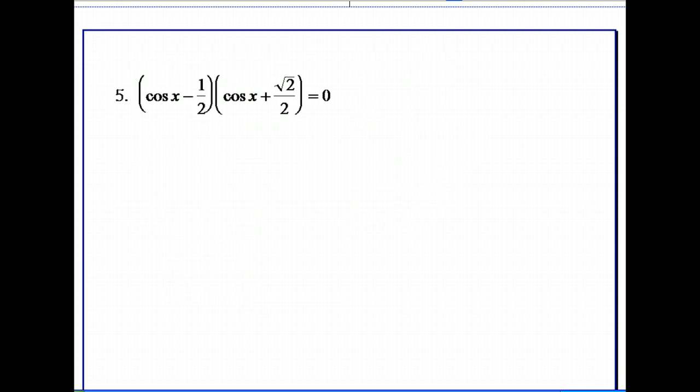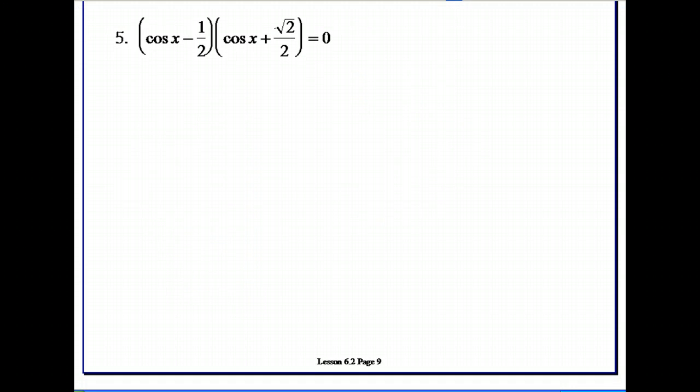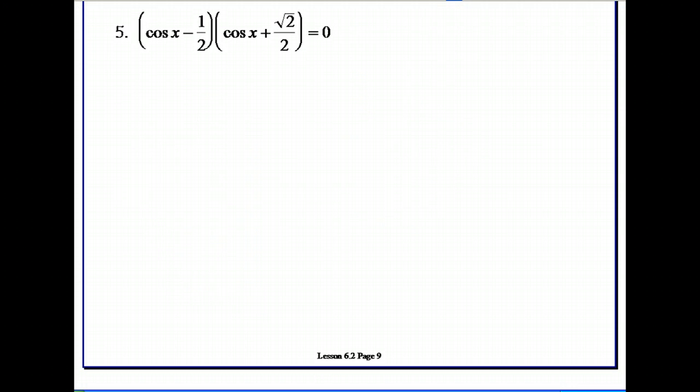All right, let's look at the next question. This shows up in the homework, and it just really throws people. And so I want to point this out to you now so you won't be the person that gets thrown by this. Okay, cosine x minus a half times cosine of x plus root 2 over 2 equals 0. Guys, it's already factored. This is an easier version. You have this times this equals 0. You can go right to work.